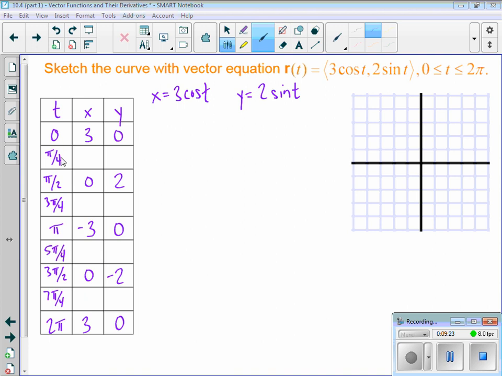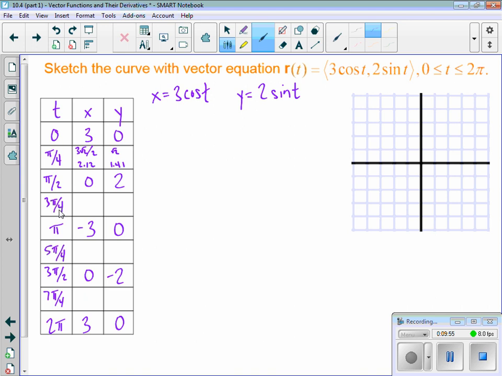So like when you're going at pi over 4, you get square root of 2 over 2, so that'd be 3 square root of 2 over 2, right? And if we do that in our calculator, according to my paper, we get about 2.12, because when we're plotting that, we'll want those decimals. Over here, square root of 2 over 2 times 2 would give you just square root of 2, which is about 1.41.